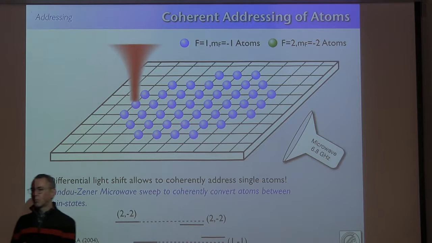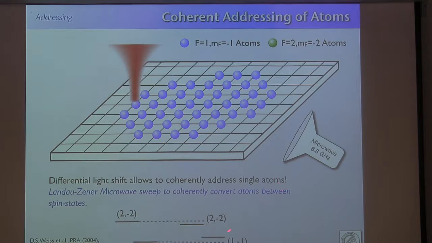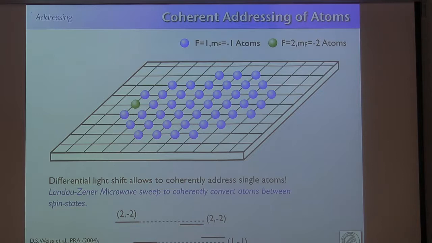Okay. And now I can just use microwave radiation to address this energy-shifted atom. And that will only then flip this energy-shifted atom, do a spin rotation here or remove it. For example, we can flip its spin now. And then we can move the laser beam to the next site and flip the spin of another atom and then go on and on and on, really atom by atom by atom, like a pencil, and write any kind of spin pattern we want.